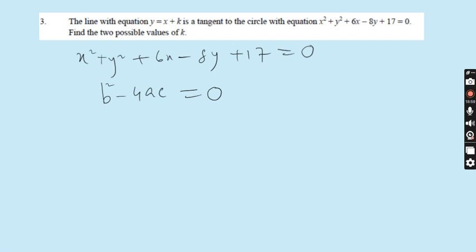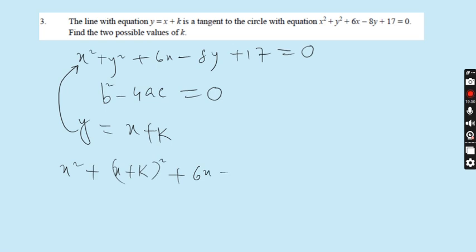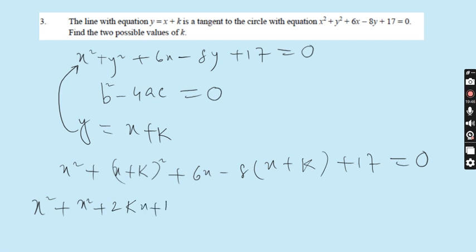If a line is a tangent to the curve, then you can say the roots of the equation are equal, and for equal roots the discriminant is equal to 0. Now put the value of y, which is equal to x plus k, in the equation of the circle. So x square plus y square, x plus k square, plus 6x minus 8y, y is x plus k, plus 17 is equal to 0. So x square plus 2kx plus k square plus 6x minus 8x minus 8k plus 17 is equal to 0.